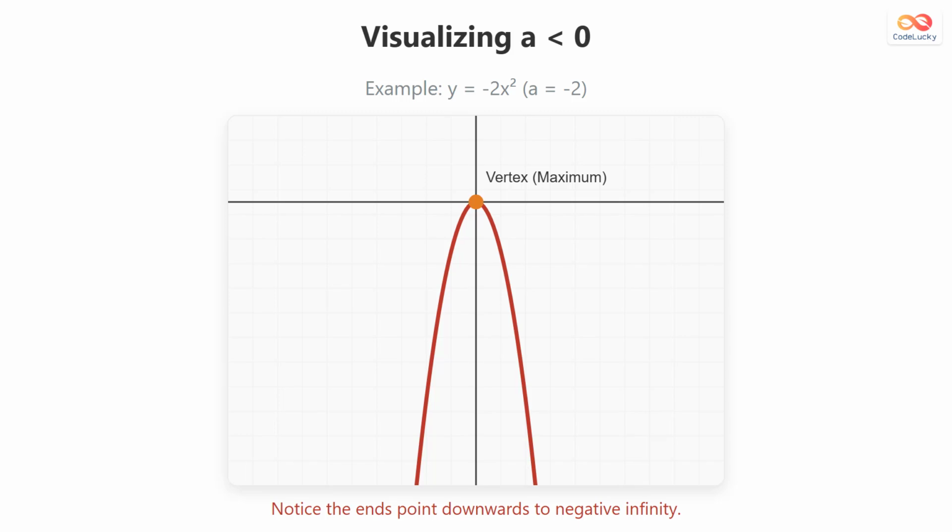Let's visualize this. In this example of y equals negative 2x squared, A is negative 2. The vertex is now at the very top, representing a maximum point, and the arms of the graph drop downwards towards negative infinity.